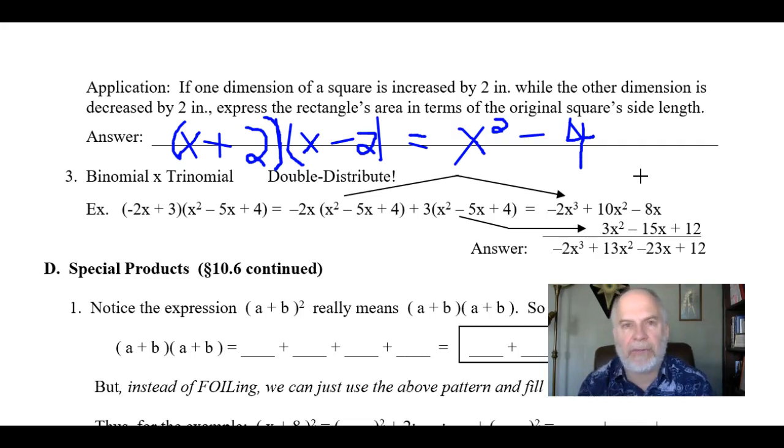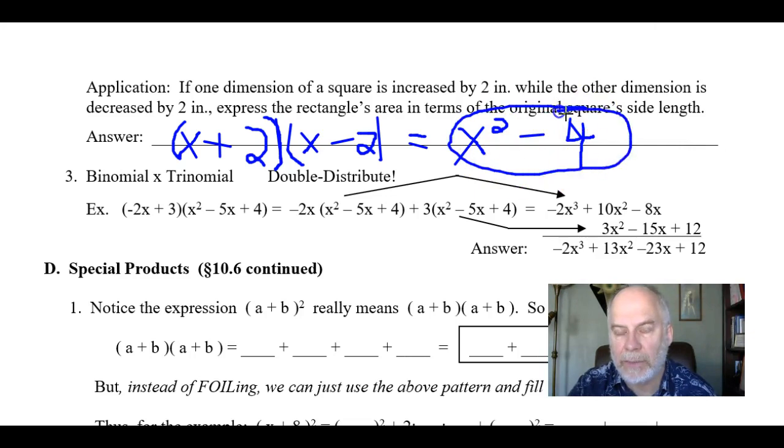So like if you pick 5 to be the original square length, so 5 times 5 is 25, so that's the original area of the square. But if you subtract 2, so that's 3 for one dimension, and add 2, and that's 7. So now you have a rectangle that's 3 by 7, and you multiply 3 times 7, you get 21. Now 21 is 4 less than the original square's area. And that's what the formula is saying here that we just got.